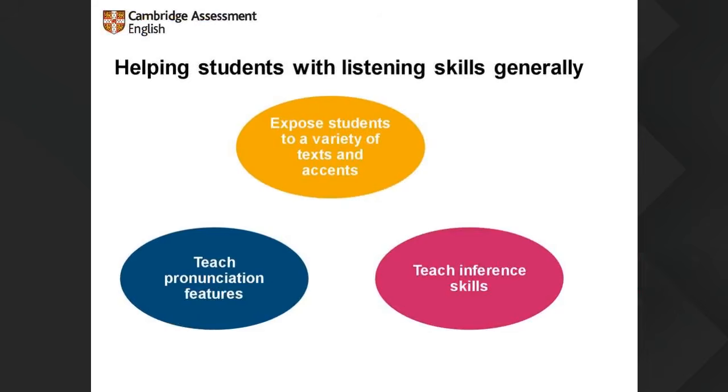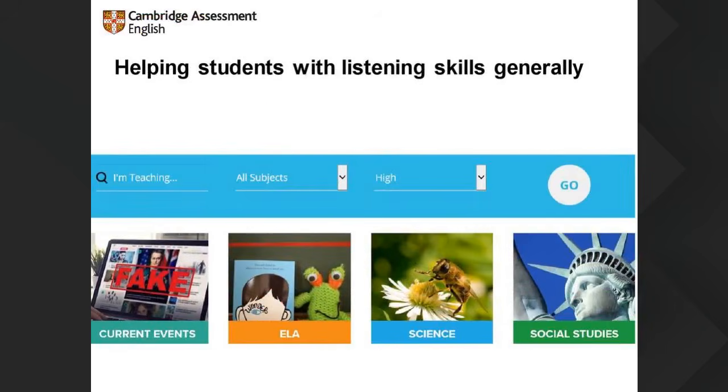Helping them generally, as we said, exposure to a variety of texts and accents, teaching them the pronunciation features. And now at B2, inference becomes more important: the understanding across a text and understanding what is being implied rather than what is necessarily being clearly stated.